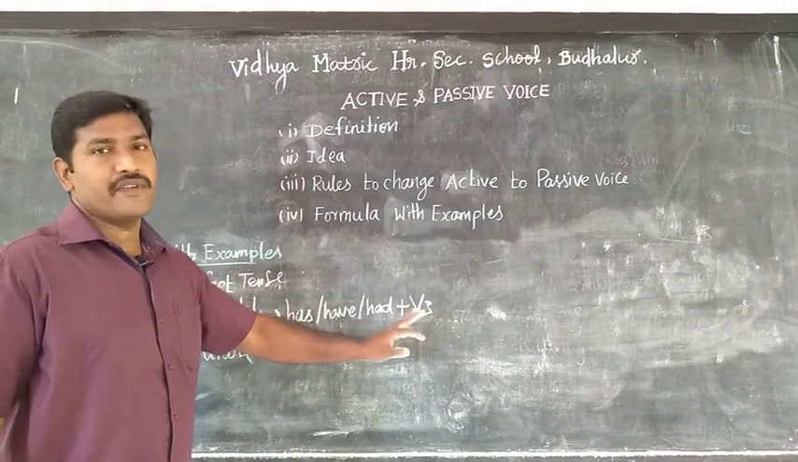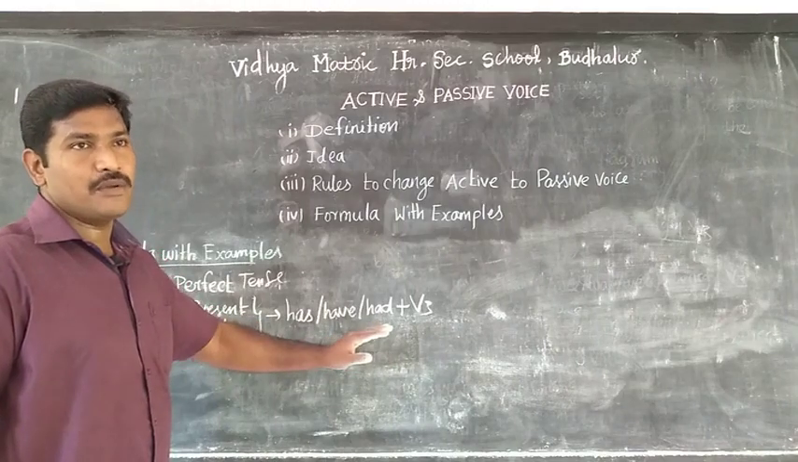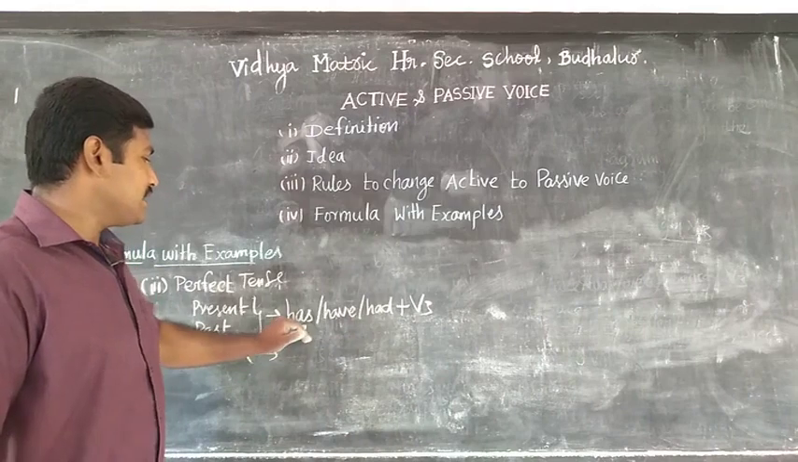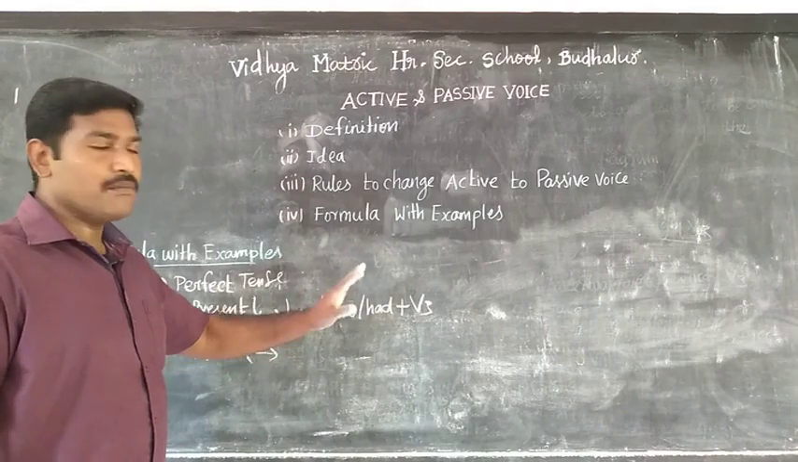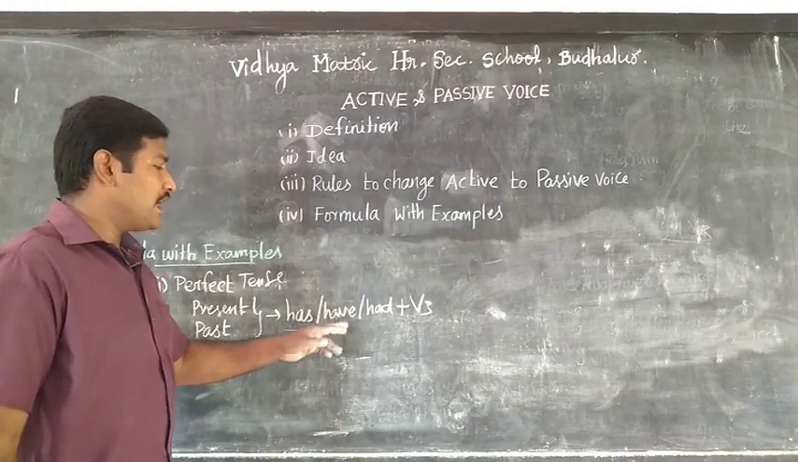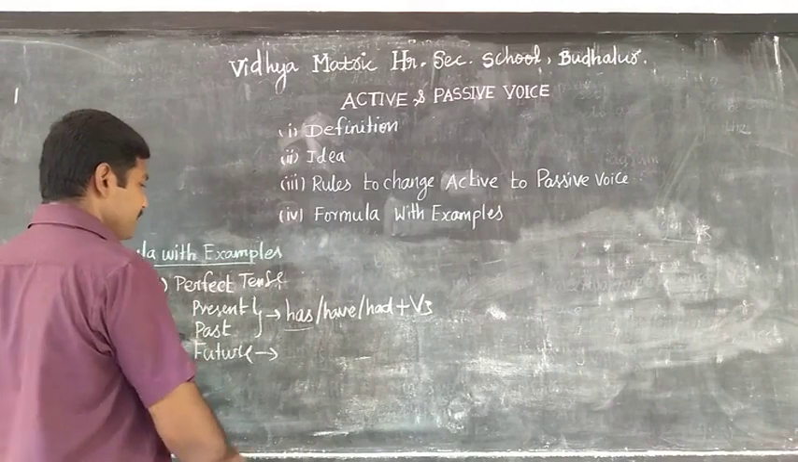Okay, here past perfect tense. Had never comes in present perfect. It only comes in past perfect. Has and have come in present perfect. Has is for third person singular, and have is for the rest of the others. So future.